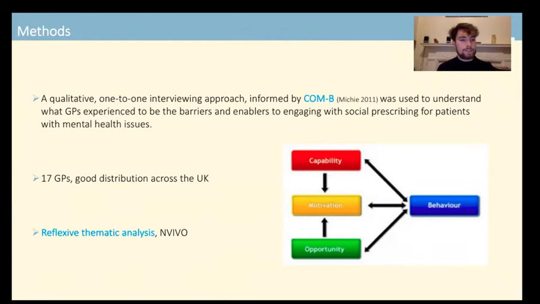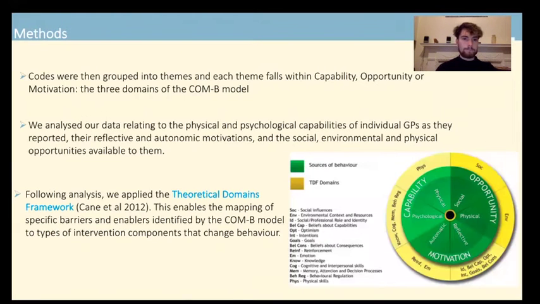We interviewed 17 GPs across the UK and used reflexive thematic analysis. The codes were then grouped into themes, and each theme fell within capability, opportunity or motivation of the COM-B model. After analysis, we applied the theoretical domains framework, which enabled the mapping of specific barriers and enablers identified by the COM-B model to types of intervention components that can actually help change behaviour.